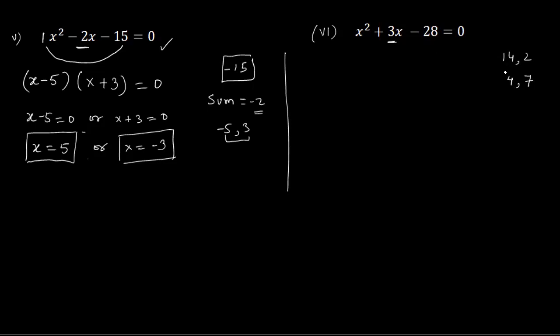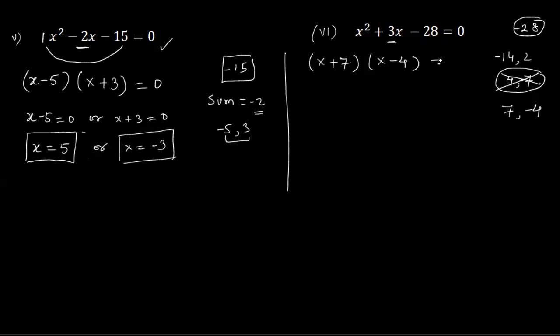So we can see possible divisors of negative 28 are minus 14 and 2, or 4 and negative 7. So basically, not 4 and negative 7, but 7 and negative 4 are two divisors such that their sum is 3 and their product is minus 28. So let us rewrite this as (x plus 7)(x minus 4) equals 0.